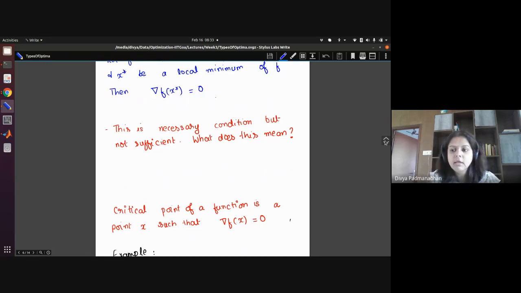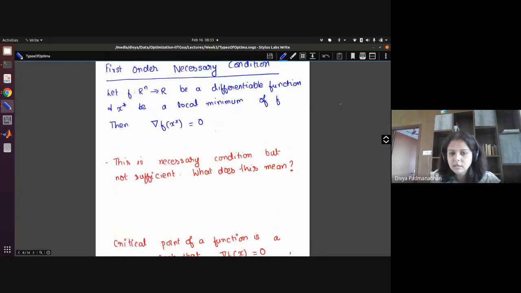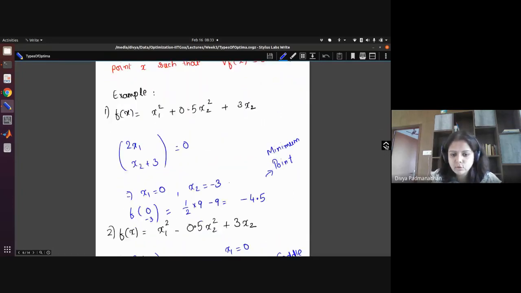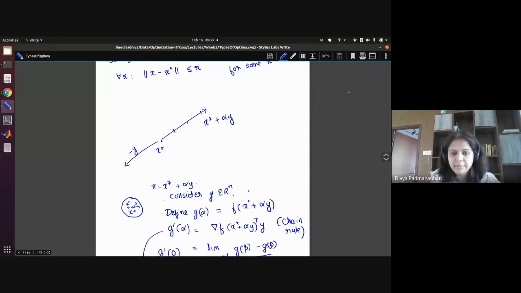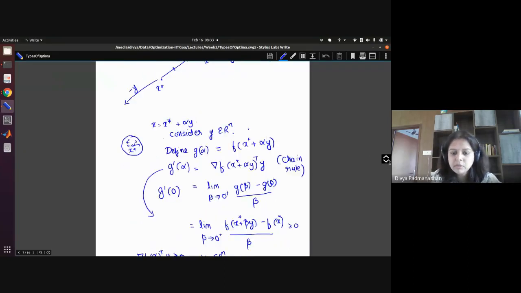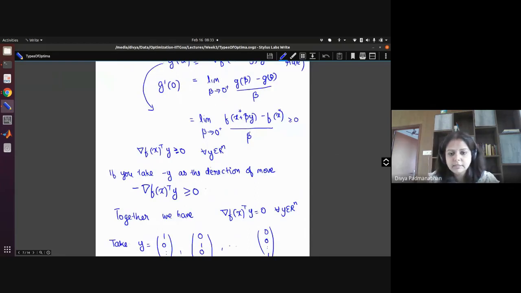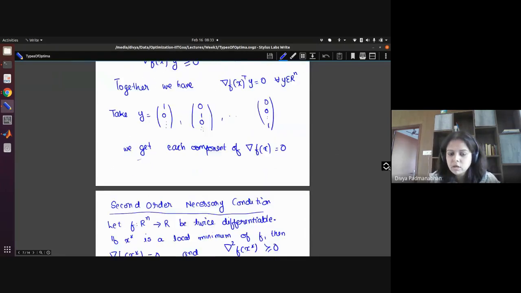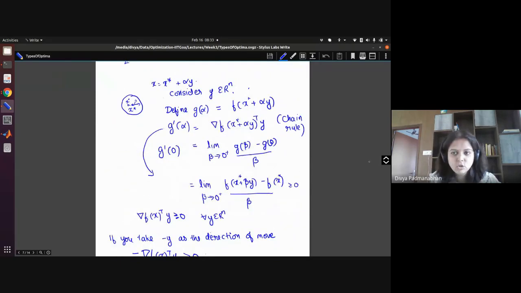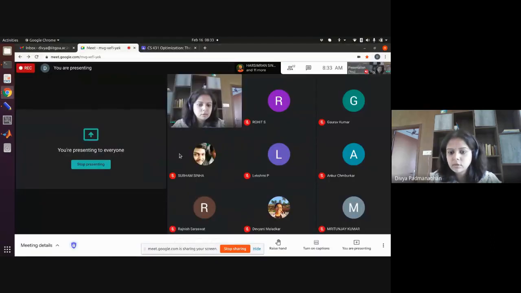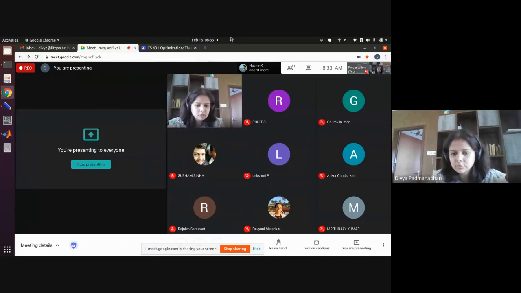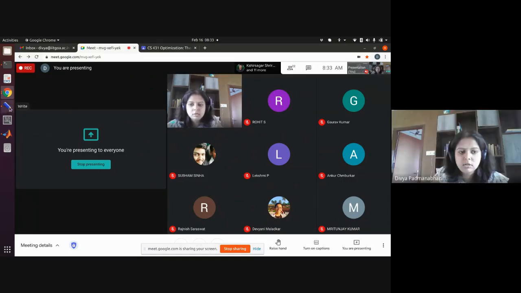We saw a proof for why this necessary condition is true. It's basically about the idea that if it's a local minimum, whichever direction you go, you should not get an improvement. This is a bit of calculus, and then you get the proof. I hope you had a chance to go back and look at the proof, and that things are clear now. Any concerns on this? Was the proof all clear? Yes, ma'am.